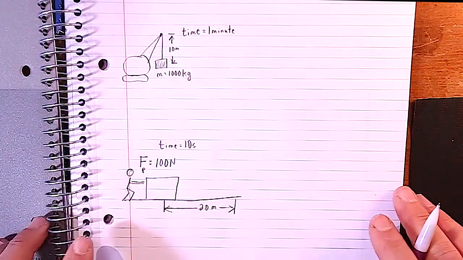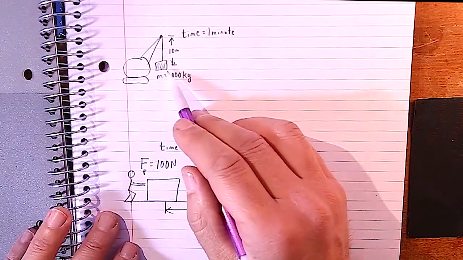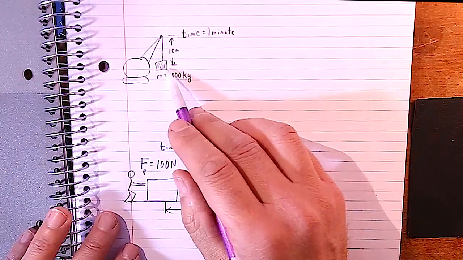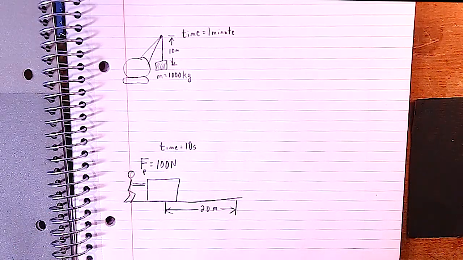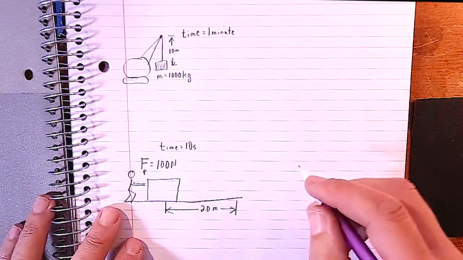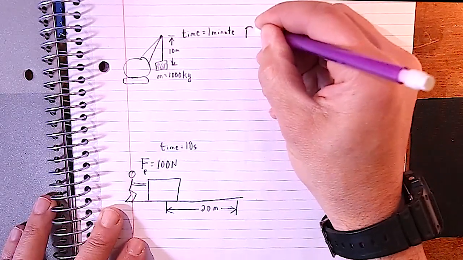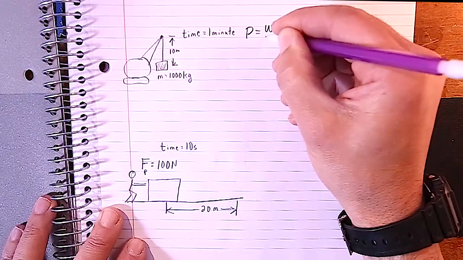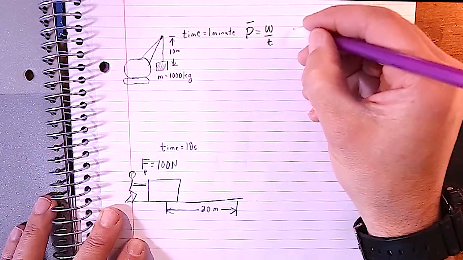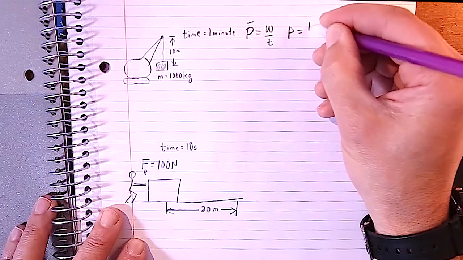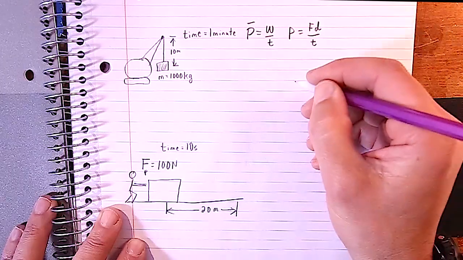Let's do a power problem. So the question is here, we have a crane lifting a 1,000 kilogram block. It lifts it 10 meters in a minute. And the question is find the power, technically the average power. So the way we're going to do that is we're going to say P is equal to W over t. And we know that power is equal to work, which is force times displacement over time.